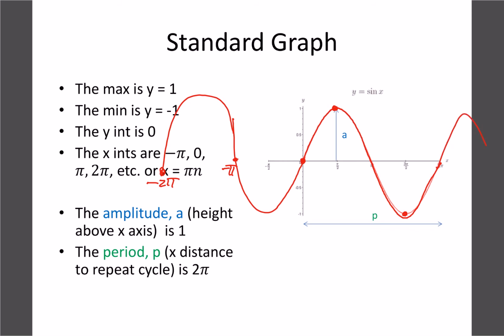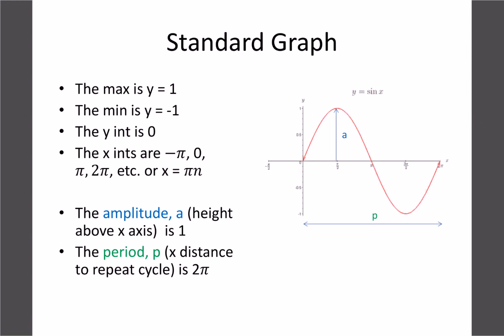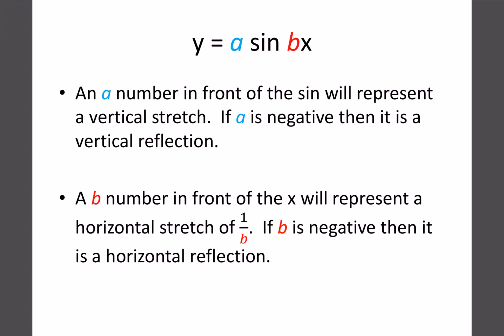So our x-intercepts end up being every pi or multiple of pi, so we can write that as x equals pi n. The amplitude from the graph is the height of the graph from the x-axis. So from the x-axis, our normal graph has a height of 1. And the last one, the period, is the length of the graph in the x direction for one complete revolution. We started at 0 and end up at 2 pi, so the period of a regular sine graph is 2 pi. Every 2 pi or 360 degrees, it's going to repeat. So now we take that information and tie it to a sine equation.